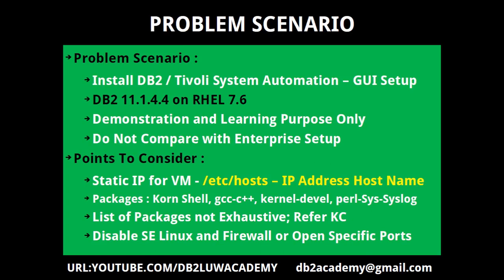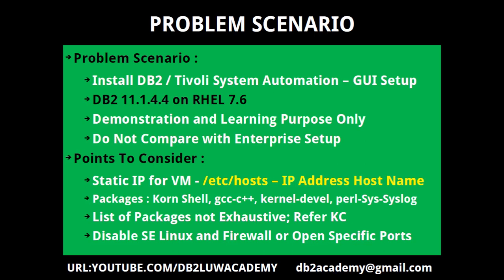This slide talks about the problem scenario and the points to consider. The problem scenario is we want to install DB2 and also the Tivoli System Automation, and I'll be using a GUI based setup for this tutorial. The software that I'll be using is DB2 11.1.4.4, 11.1 modpack 4 fixpack 4, on RHEL 7.6, and I'm using the trial edition of DB2, so I'll have to uninstall it after 90 days.